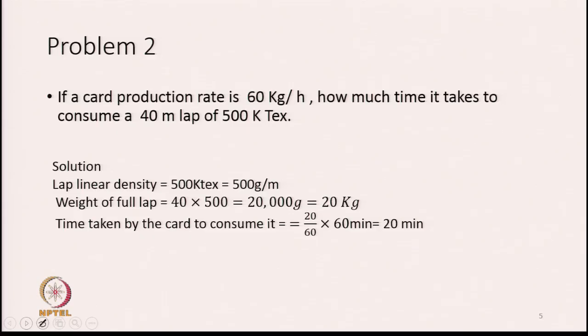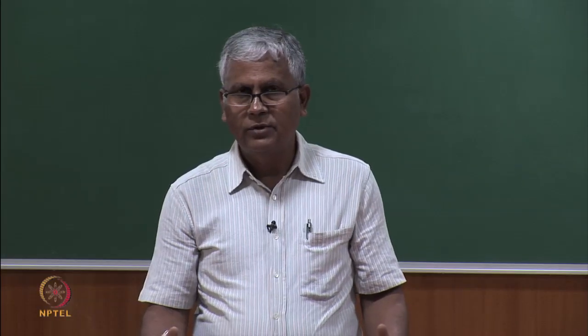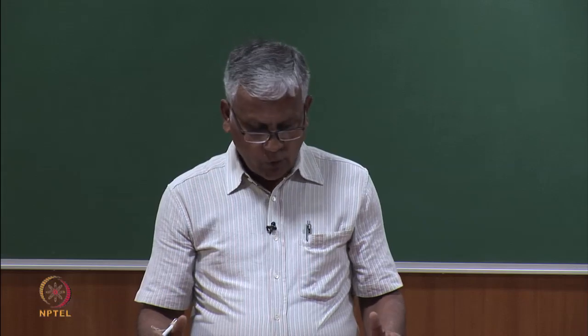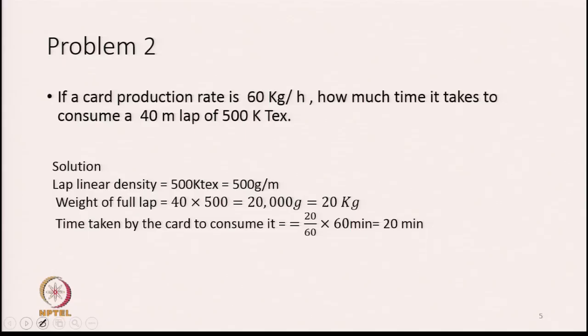Solution: lap linear density is 500 kilotex. That means it is 500 gram per meter. 1 meter of the lap will weigh 500 gram, that is half a kilo. This is the typical linear density of the lap. So, the weight of a full lap is going to be 40 into 500, so 20,000 gram, that means around 20 kilo, that is the weight of a single lap.